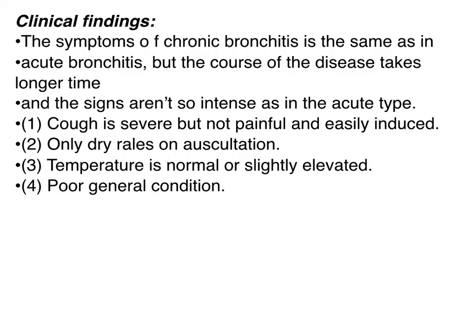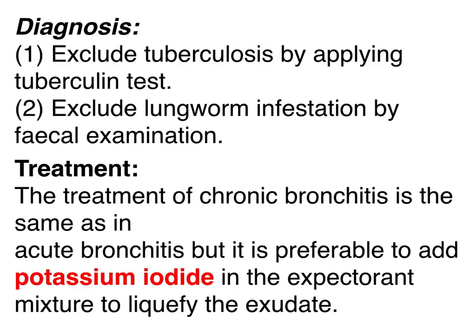Clinical findings: the clinical symptoms of chronic bronchitis are the same as in acute bronchitis, but the course is longer, and the signs are not so intensive as in the acute type. Cough is very severe but not painful and easily induced. Only dry rales on auscultation. Temperature is normal, and the general condition is good.